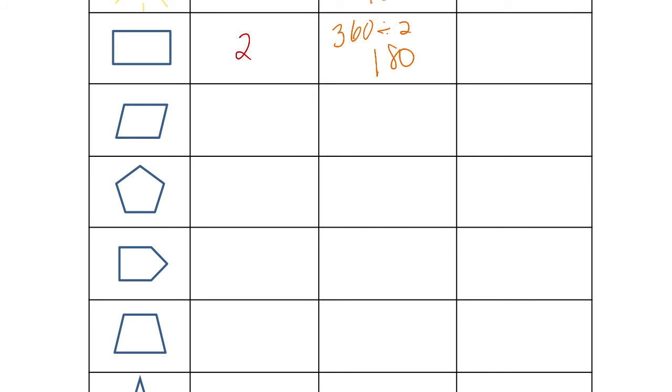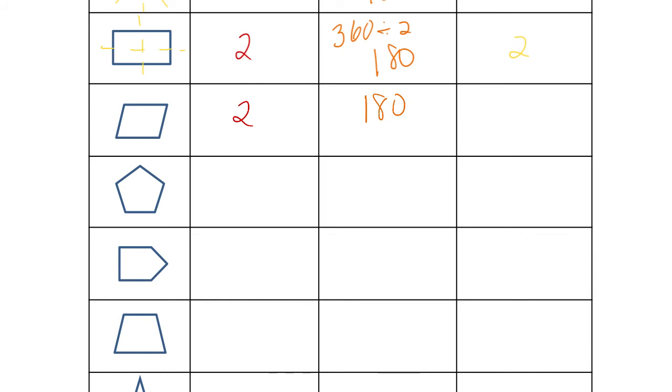Lines of reflection, 1 there, 1 there. 2 lines of reflection. Pause here and do the next parallelogram. Well, this is a lot like the rectangle. I can take this top right corner and scoot it all the way around to the bottom right or bottom left. That's order 1. Back to where it started is order 2. We can tell from above that our magnitude's 180.